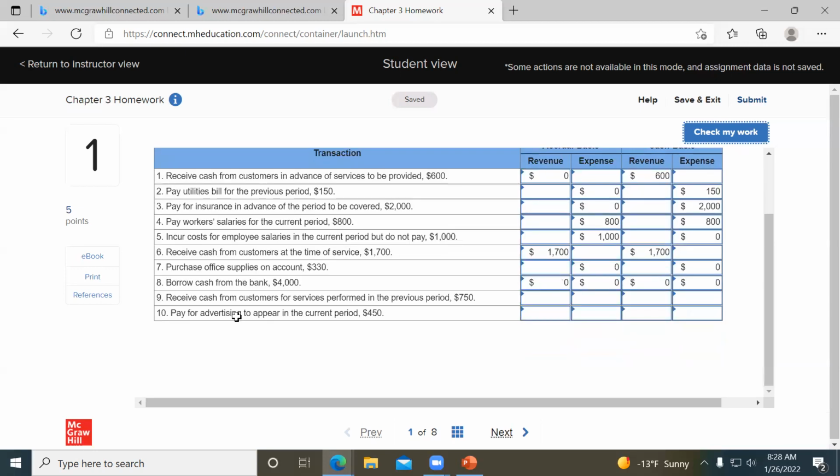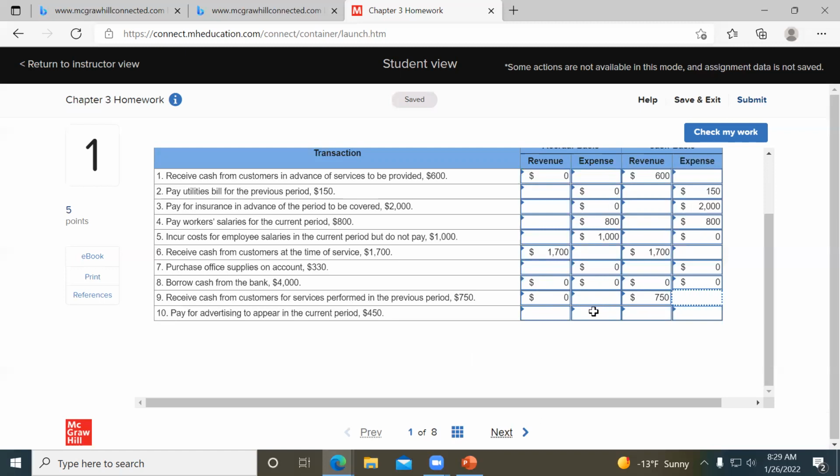Nine, receive cash from customers for services performed in the previous period. Under the accrual basis, when would we report that revenue? When you did the service. So we wouldn't show that as revenue under accrual, but would we under cash basis? Yes.